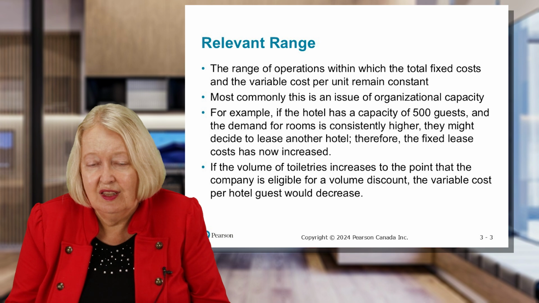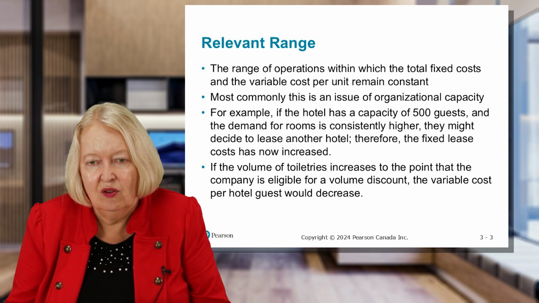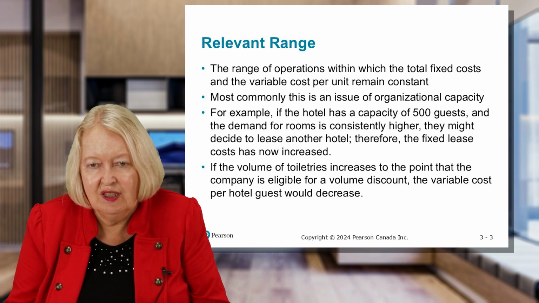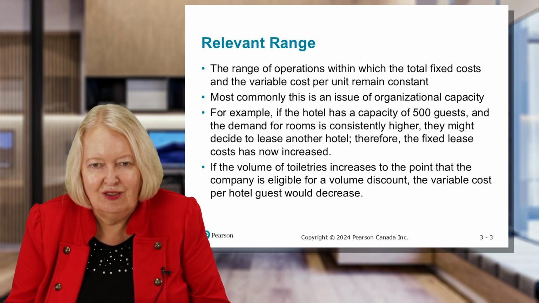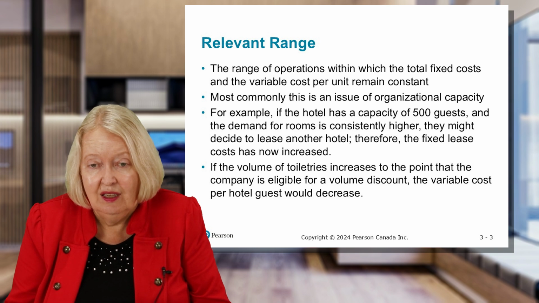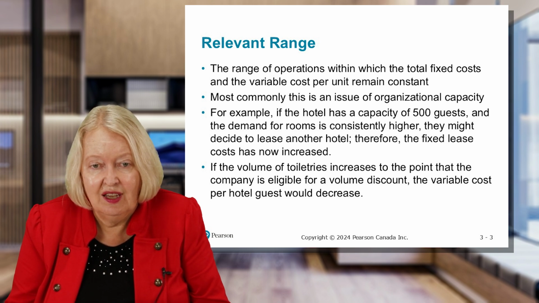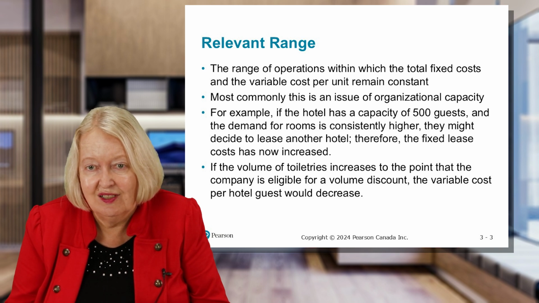And another interesting thing can happen here as well. So if the volume of toiletries, like the little soaps and things you see in the rooms, increases to the point where a company qualifies for a volume discount, then the variable cost per guest could actually decrease if they're getting some sort of volume discount.